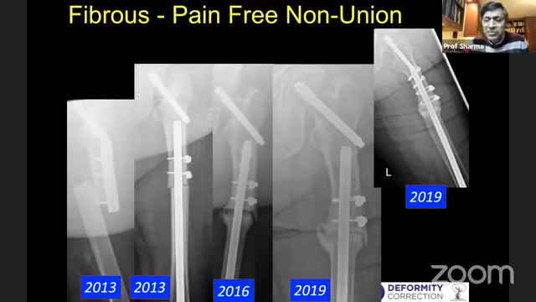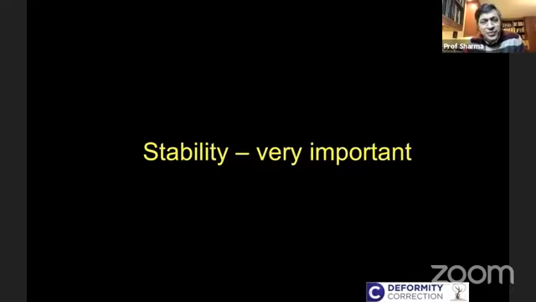He's a non-union. Let's carry on. If the nail breaks, he knows I will operate. And if there's a problem with the pain, I will operate. Otherwise, I'll see him every 2 years.